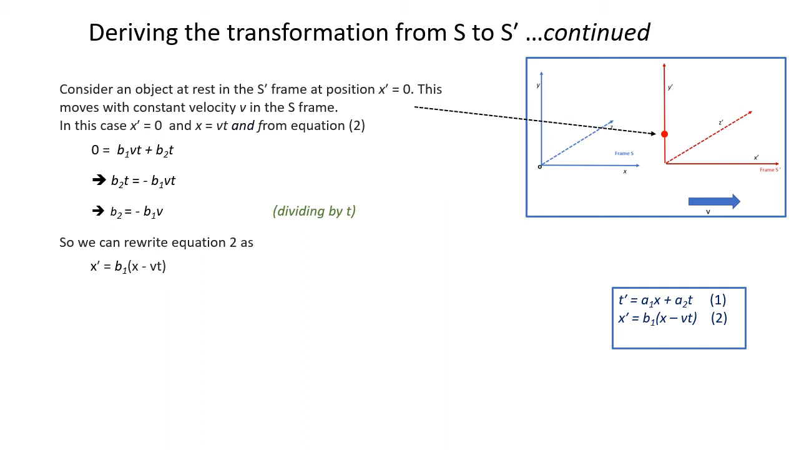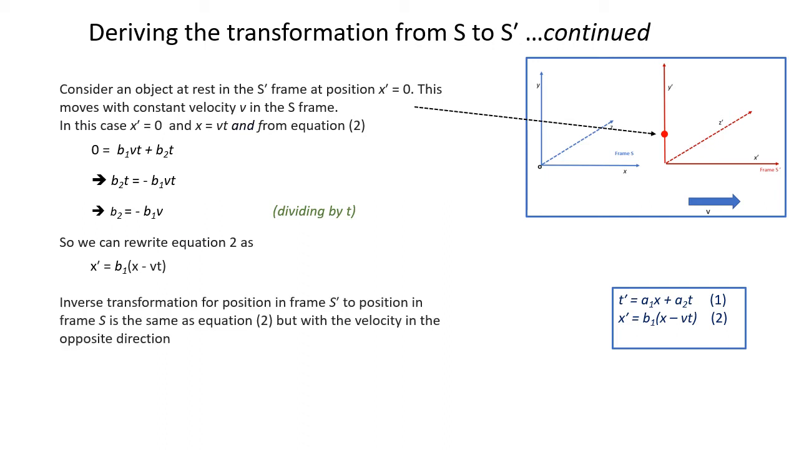According to the principle of relativity, there's no privileged frame of reference, so therefore the inverse transformation to go from S' to S should have the same form as equation 2, just with the velocity the other way around, v being replaced by minus v, and this comes out as x equals b1 into x' plus vt', and we'll call this equation 2a.